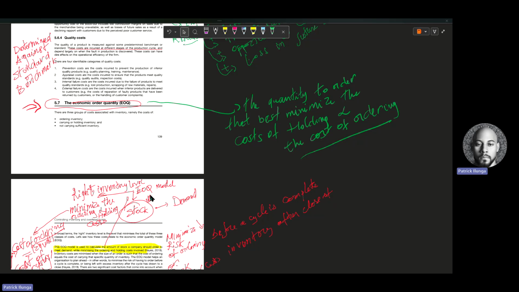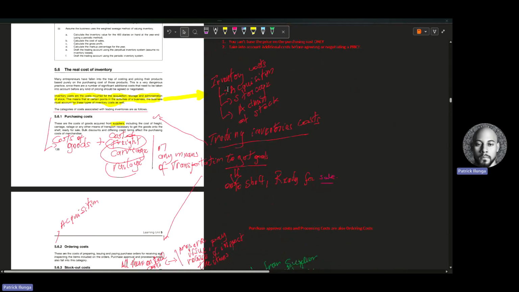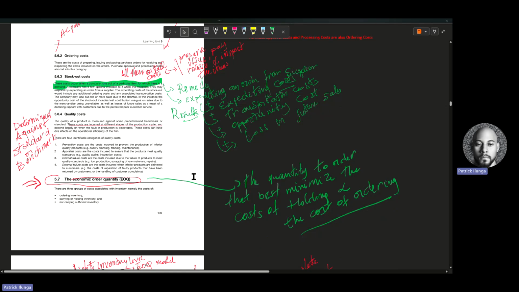Now you sort of understand the ordering, and the carrying or holding inventory. So not only ordering, but holding that inventory. You can probably figure out already that it has to do with storage. Remember the inventory cost: there's acquisition, which would basically be the ordering cost. There is the storage part, which would be the holding or carrying. And then you will have the cost of not carrying sufficient inventory.